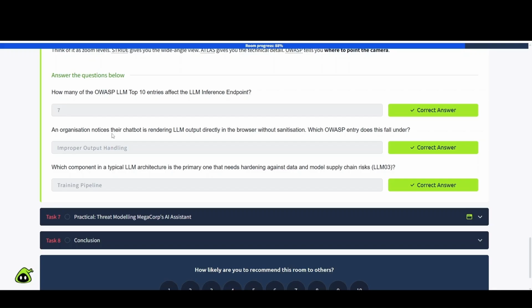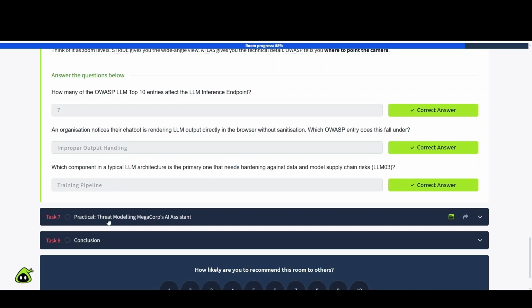An organization notices their chatbot is rendering LLM output directly in the browser without sanitization. Which OWASP entry does this fall under? That's going to be improper output handling. And I know I had mentioned cross-site scripting earlier. Which component in a typical LLM architecture is the primary one that needs hardening against data and model supply chain risk? LLM 03. That's going to be training pipeline.